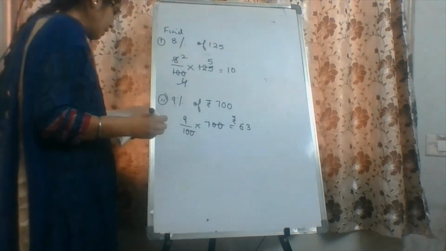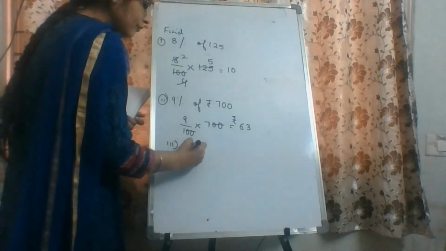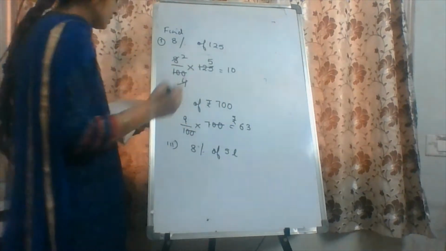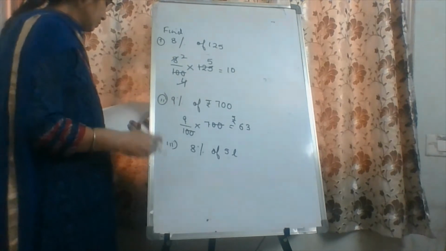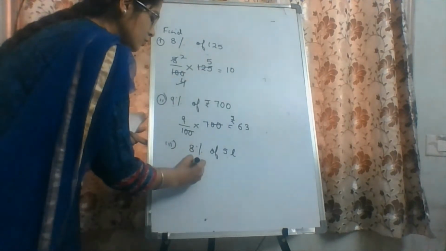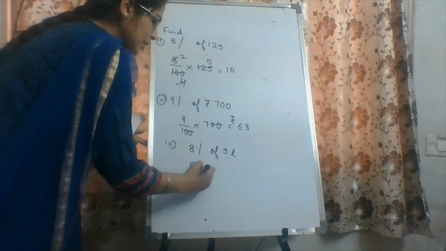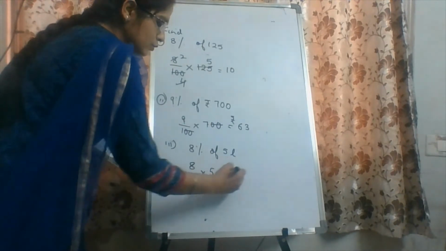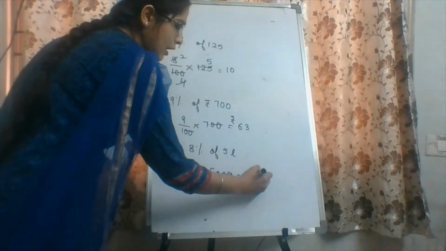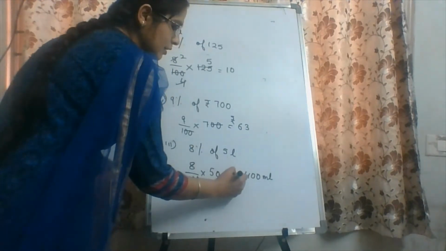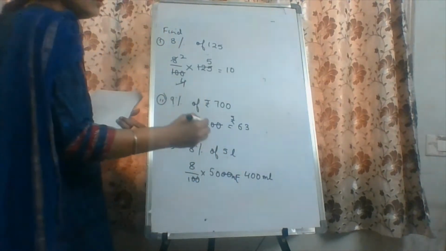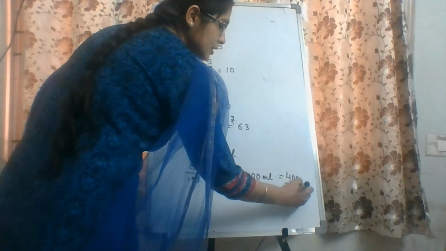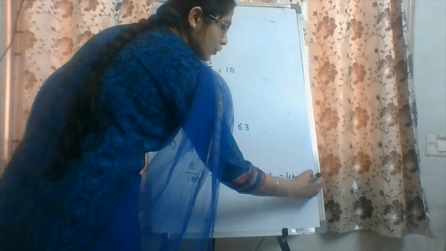One more example. 8% of 5 liters. In this, we are going to convert liters into milliliters. So this is equal to 8 upon 100 multiplied by 5000 milliliters, which is equal to 400 milliliters. This is also equal to 400 upon 1000 liters. This is equal to 0.4 liters.